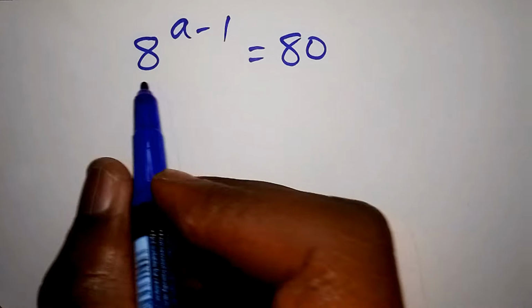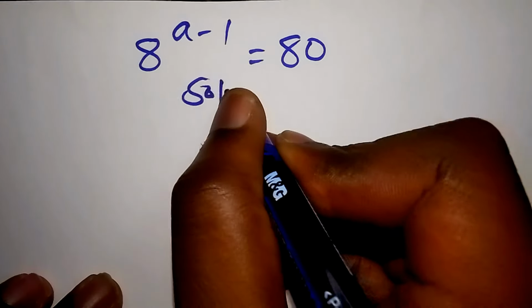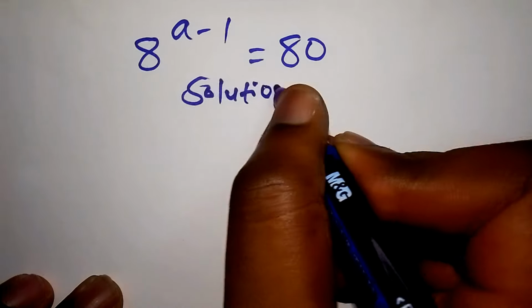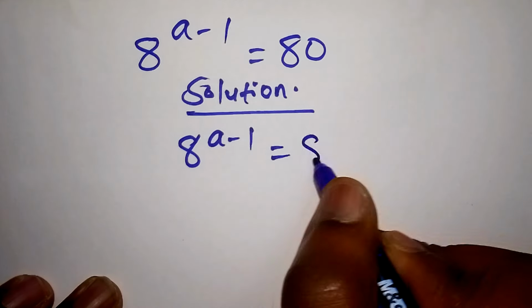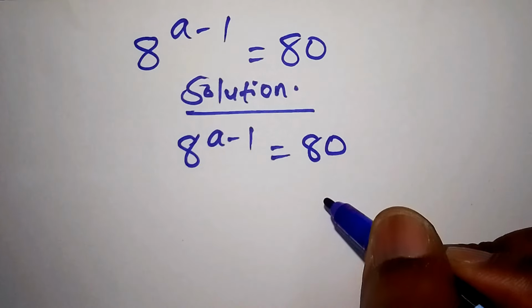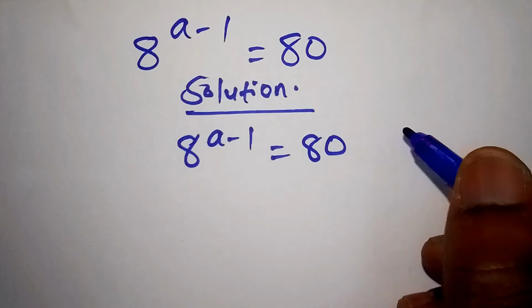Welcome as we work out such a nice maths Olympiad question. So let's now start with the solution. On our solution, we have 8 to the power of a minus 1 is equals to 80. So you can now pause the video and work it out. Then from there, you can comment your answers with what you've got.